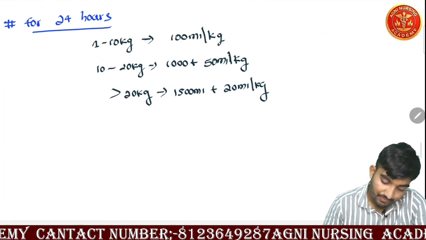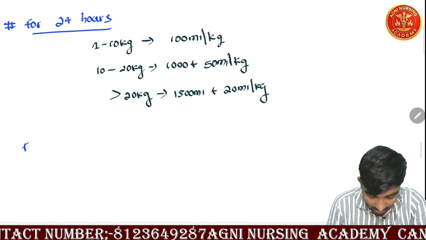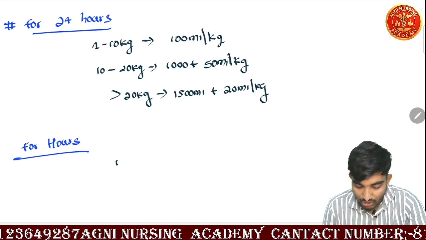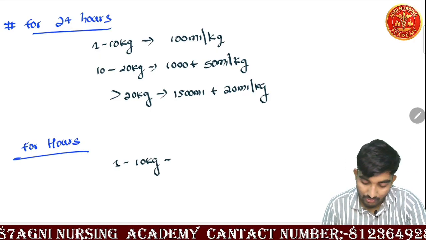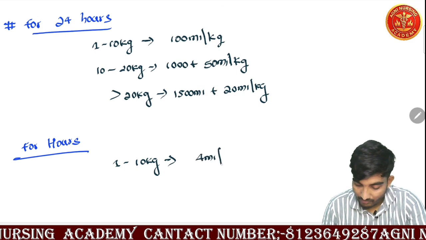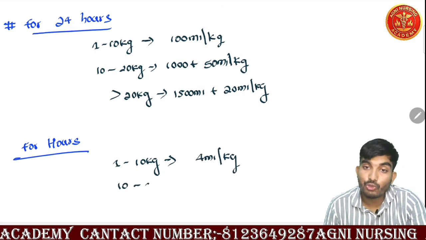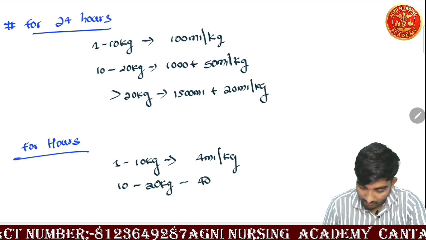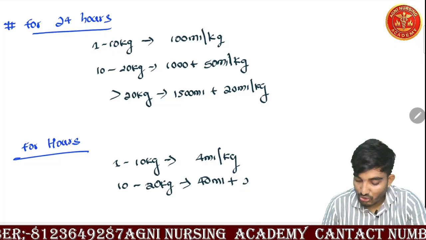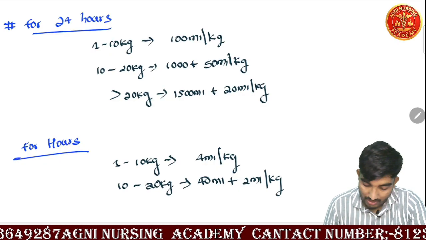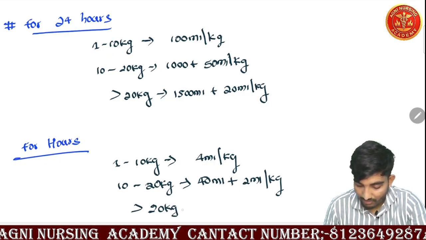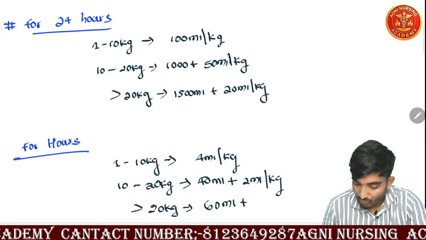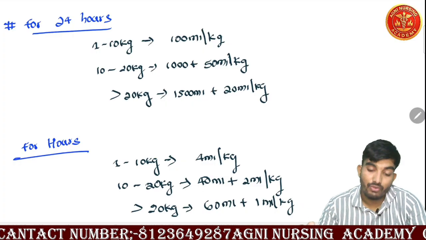For hourly, we will see. Hourly is also the same, with little difference. For 1 to 10 kg, we give 4 ml per kg. If the baby's weight is 10 to 20 kg, the first 10 kg means 40 ml, plus 2 ml per kg. If the baby's weight is more than 20 kg, the first 20 kg needs 60 ml, plus 1 ml per kg.